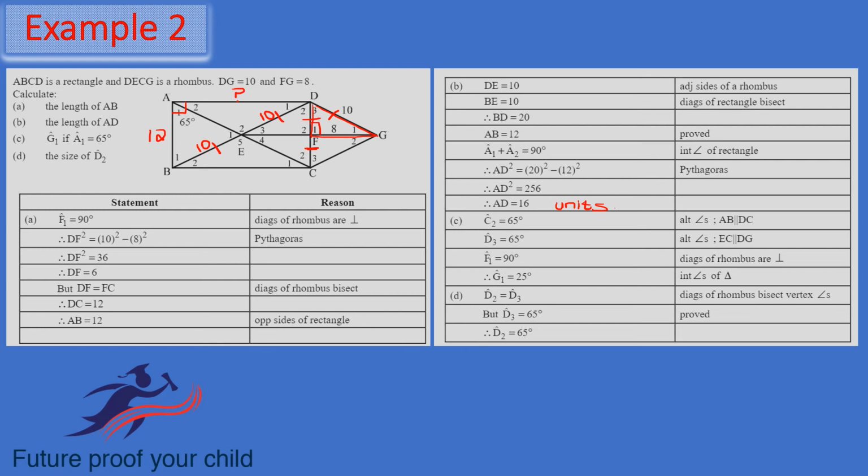Then for the last one, it says the size of angle D2. So I know that D2 is equal to D3, and that will be diagonals of a rhombus bisect the vertex angles. But I already know that D3 is 65 degrees. I've proved it already. So therefore, D2 must also be 65 degrees.